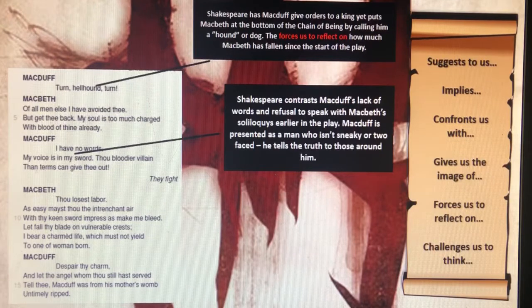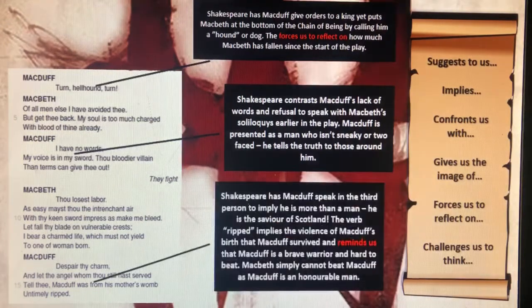Shakespeare contrasts Macduff's lack of words and refusal to speak with Macbeth's soliloquies earlier in the play. Macduff is presented as a man who isn't sneaky or two-faced. He tells the truth to those around him. Shakespeare has Macduff speak in the third person to imply he's more than a man. He is the saviour of Scotland. The verb ripped implies the violence of Macduff's birth, that Macduff survived, and reminds us that Macduff is a brave warrior and hard to beat. Macbeth simply cannot beat Macduff, as Macduff is an honourable man.